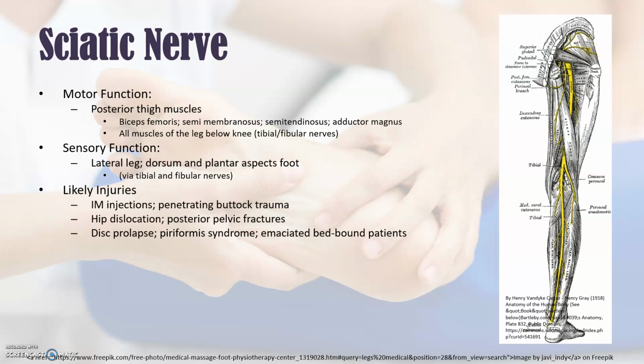Here are some common injuries that may occur to the sciatic nerve. It can be damaged during IM injections, and it actually lies medially and more inferiorly within the buttock area. So the classical way of avoiding the nerve is to divide the buttock into 4 segments and make sure you give your IM injection in the upper outer segment.